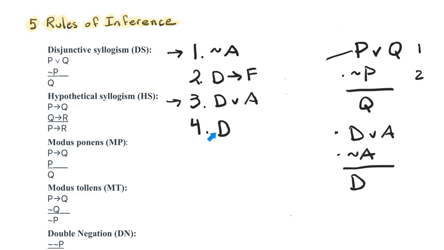We are able to derive D using the rule of inference disjunctive syllogism based on lines 1 and 3, and justifying it DS for disjunctive syllogism.